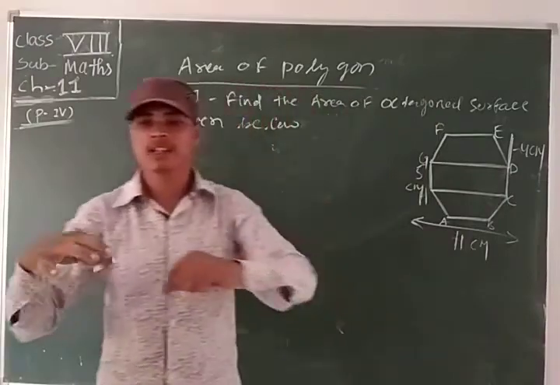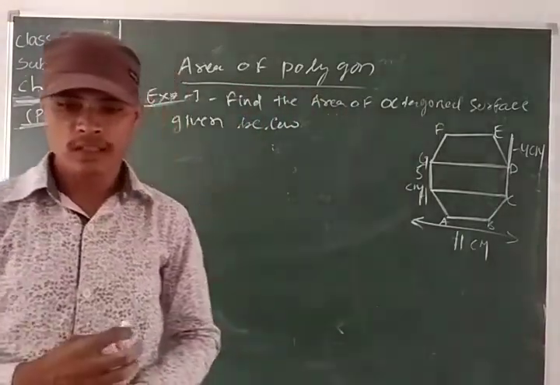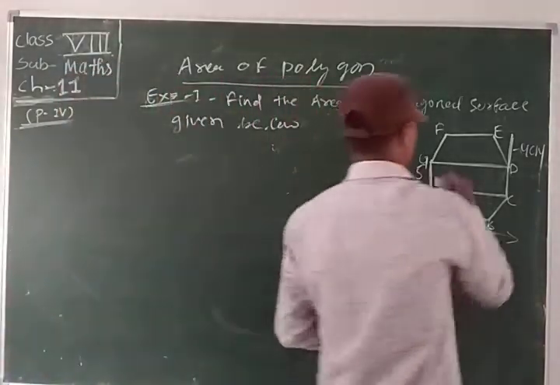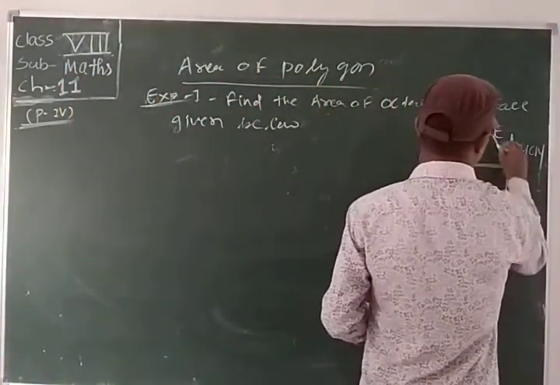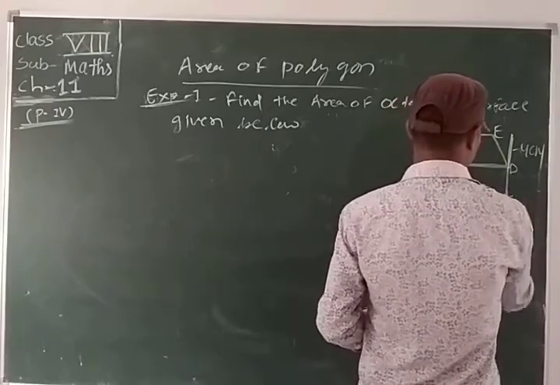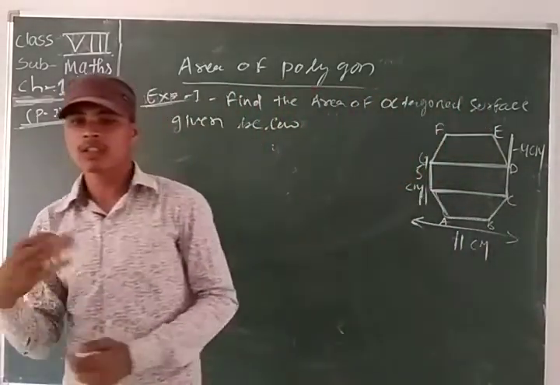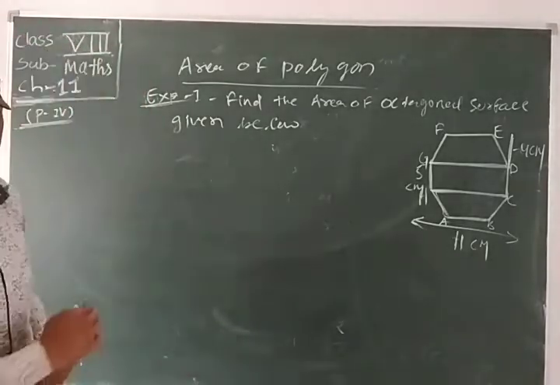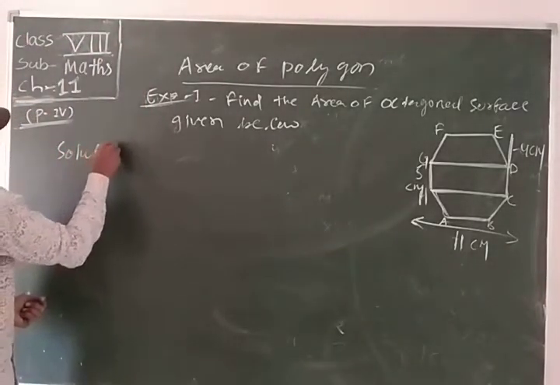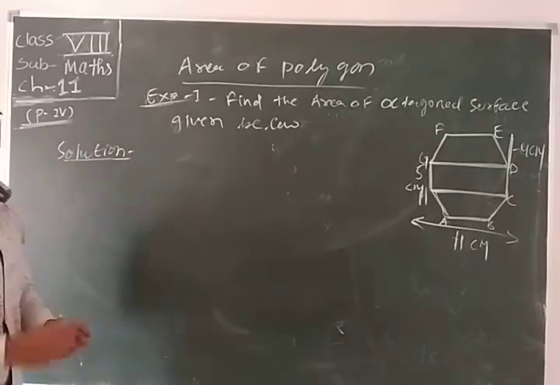Split means to separate it into different parts. This is the regular octagon, split into 2 trapeziums. How many trapeziums should it be? 2 trapeziums. First this one is 1 trapezium, the second one is 2 trapezium, and the third one is a rectangle. Then since the octagon is regular, let us see the solution. How can we solve it?